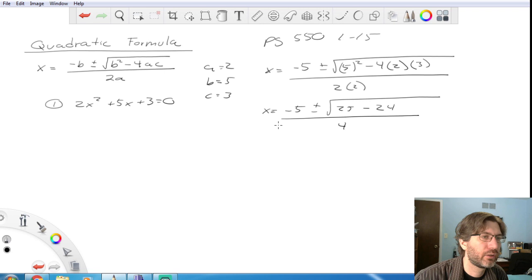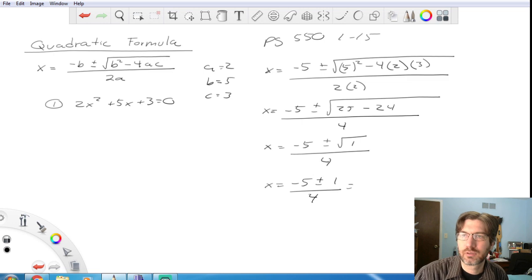Here we can simplify the radical a little more. Plus or minus the square root of 1. 25 minus 24 is 1, all divided by 4. Square root of 1 you can do, sorry. X equals negative 5 plus or minus 1 over 4.